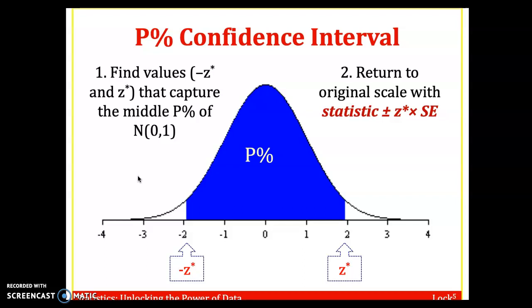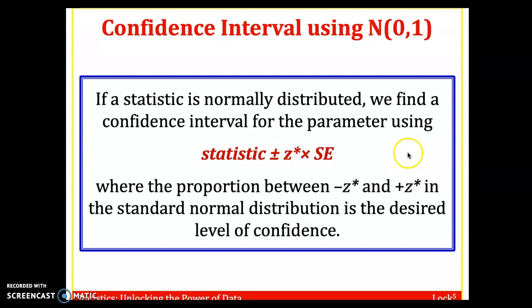And then we're going to return to the original scale to take the statistic, whatever your sample statistic is, plus or minus the z star, and then times standard error. And this is going to be the formula now we're going to use. It's very similar to the formula in Chapter 3 for confidence intervals. The only difference is in Chapter 3, the z star was always 2. In Chapter 5, we're going to be able to change our confidence level, which will change this z star.